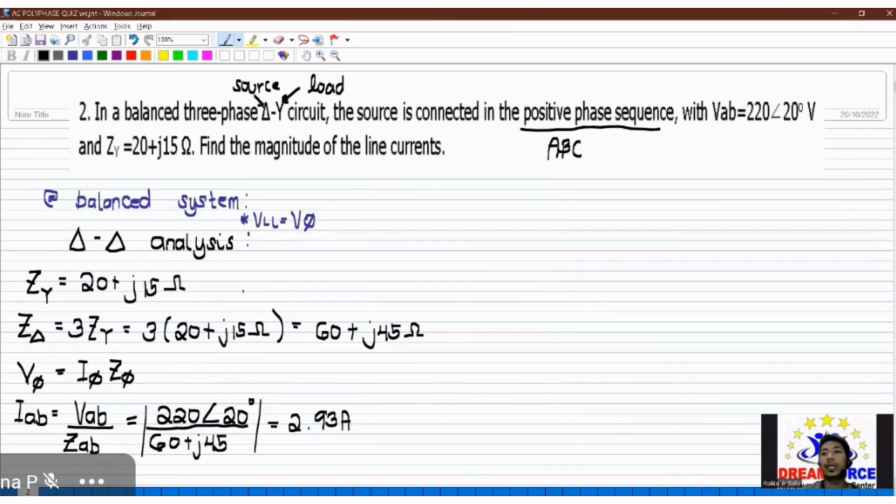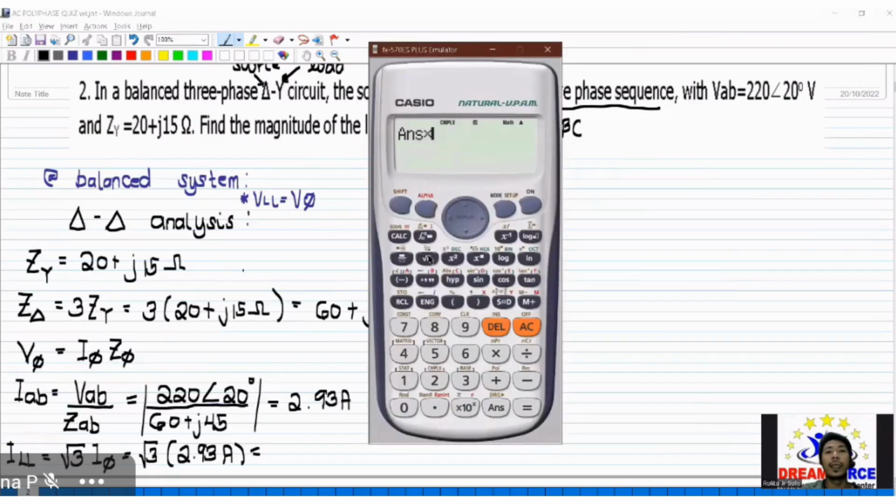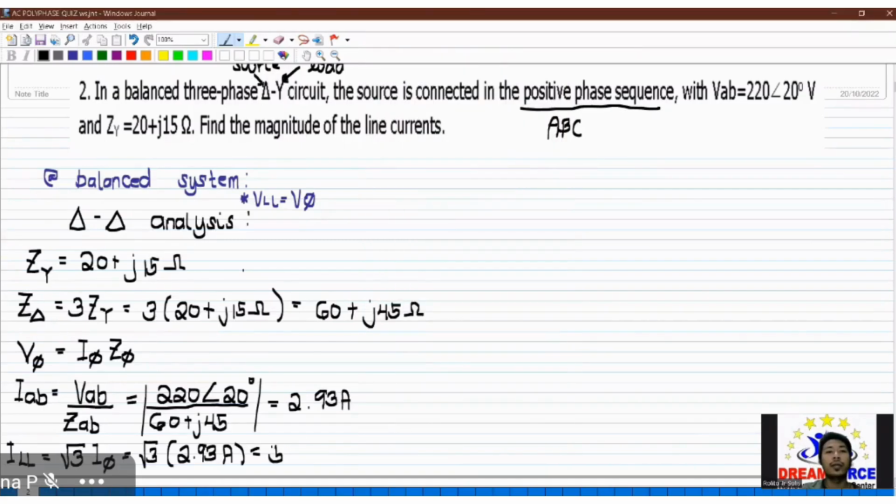Again, we are looking for the line current. Since we analyzed delta to delta and it is balanced, the magnitude of the line current is the square root of 3 times the magnitude of the per-phase current. So the final answer is the square root of 3 multiplied by 2.93 amperes, which is 5.08 amperes.